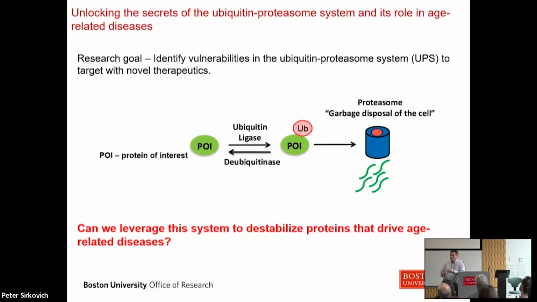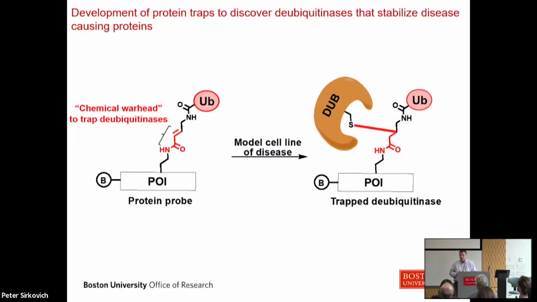So as I said before, we're a chemical biology group. We like to use chemistry to identify things that we can directly target. So how can we identify deubiquitinases that directly stabilize proteins? I'm going to show you one of the probes we're designing now. We've done this with a number of different proteins successfully so far that are vital for human health and disease. But this is the general makeup of the probe that we have made.